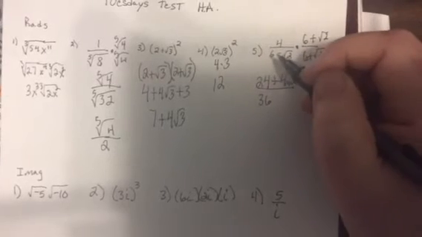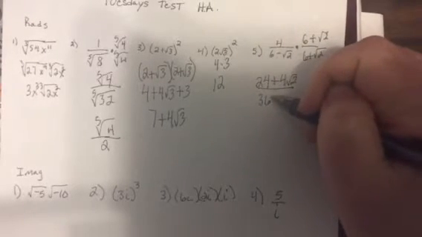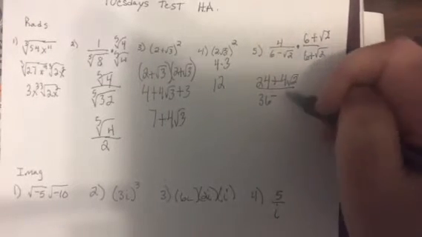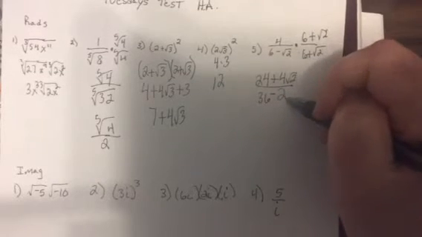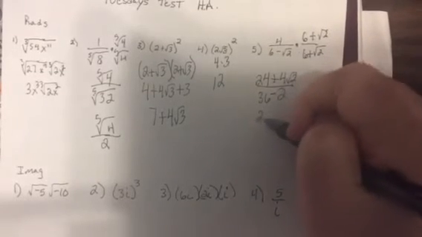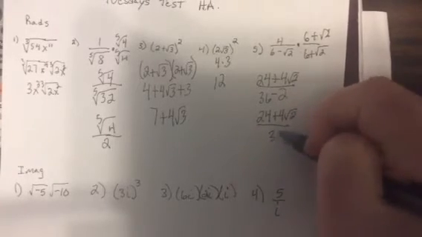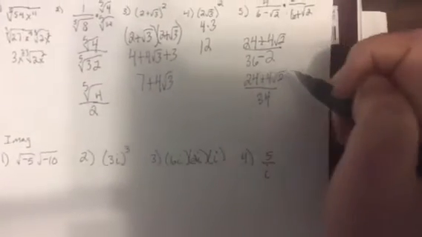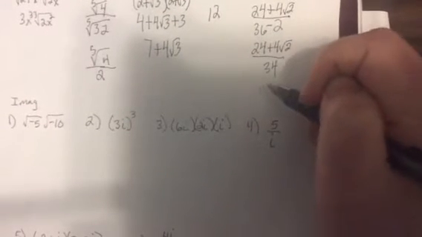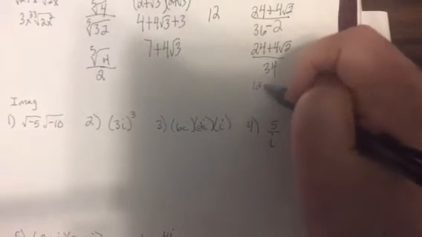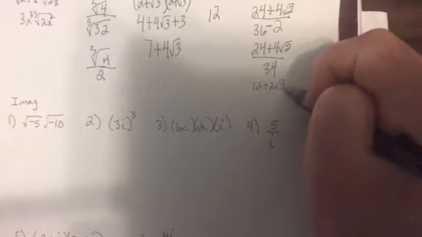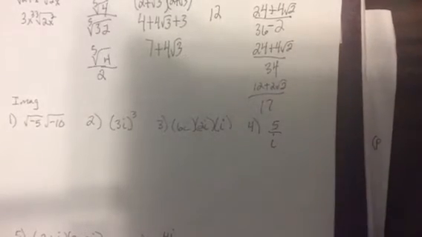That's gone. And minus times a plus is minus square root of 2 times square root of 2 is square root of 4, which is 2. So I'd have 24 plus 4 square root of 2 over 34. 2 goes into both terms, so I can reduce this: 12 plus 2 square root of 2 over 17.